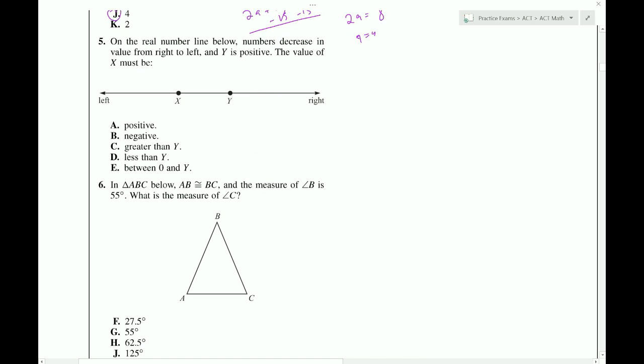On the real number line below, numbers decrease in value from right to left, and y is positive. The value of x must be what? Let's see. So we know that y is a positive number. So we know that x has to be less than y because it's to the left of y. And it's a normal number line. Left to right is increasing.